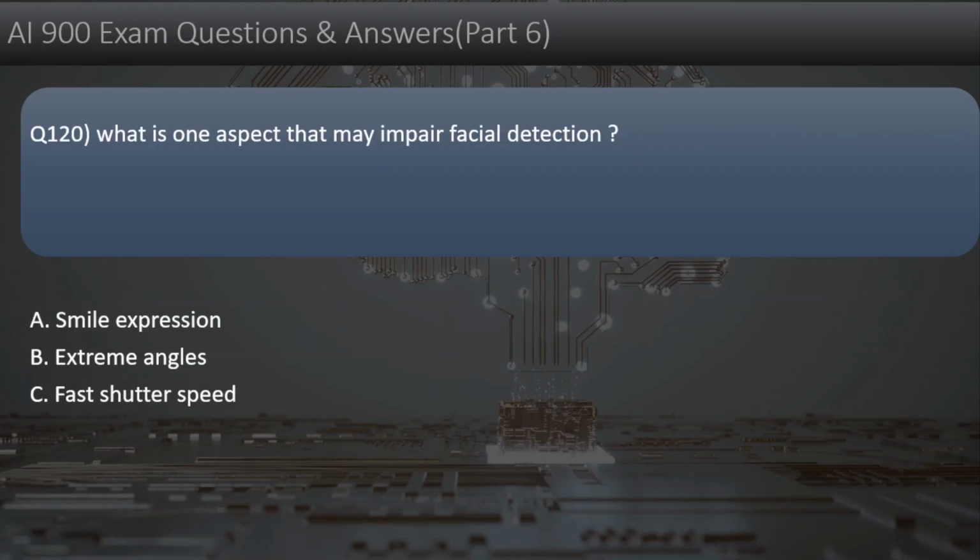What is one aspect that may impair facial detection? Option A, smile expression. Option B, extreme angles. Option C, fast shutter speed. The correct answer is extreme angles.